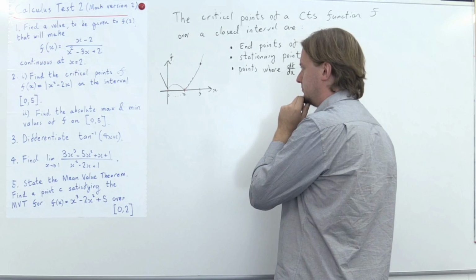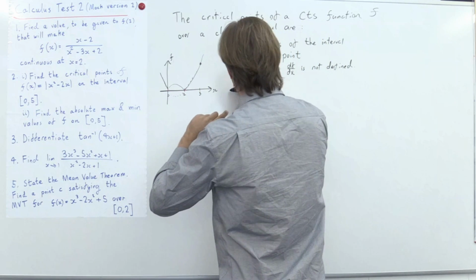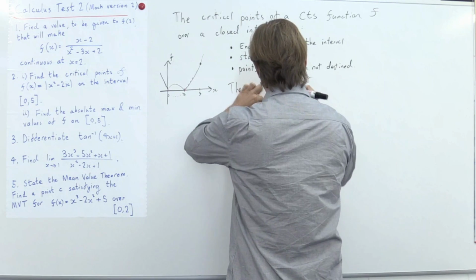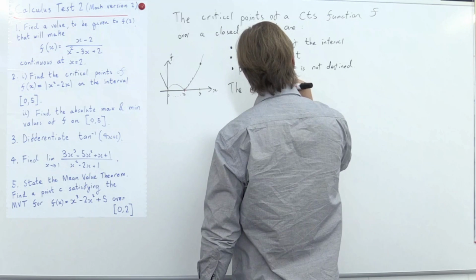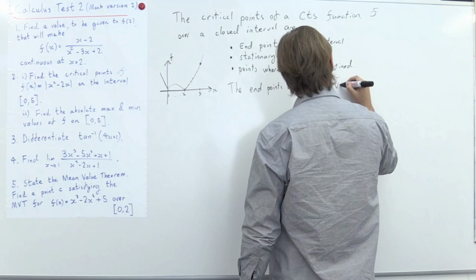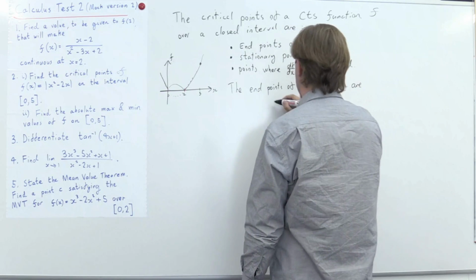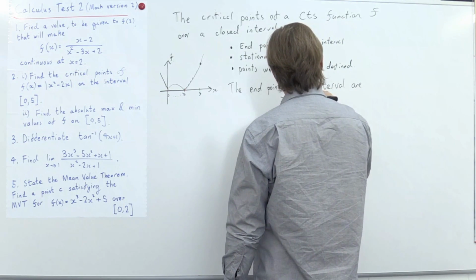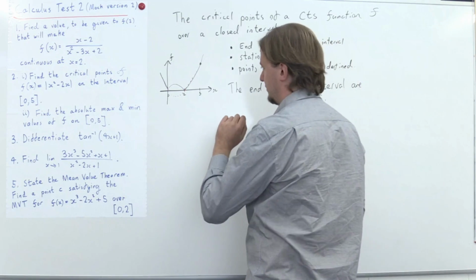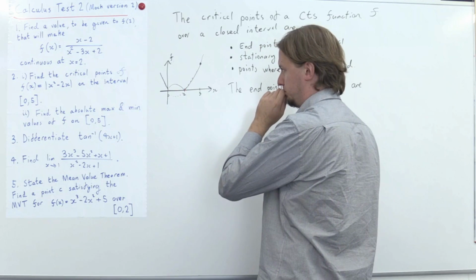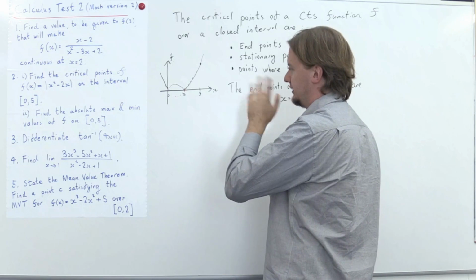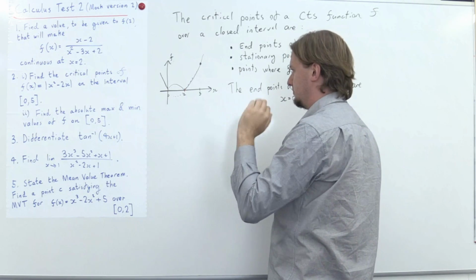I do want to do it, well, let's just go through the list. So firstly, the endpoints of the interval are x equals 0, x equals 5. Okay, well the stationary points are where the derivative vanishes. So unfortunately for this function, to take the derivative, I do need to get these pieces correct.